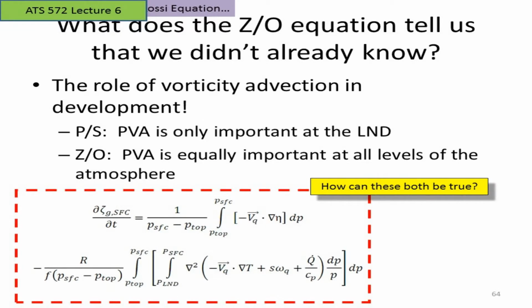Notice that in this equation, on the top line, we've got a negative v dot del eta. That's the advection of vorticity. And we're integrating that from the pressure at the top of the atmosphere to the surface. Every level of the atmosphere, above and below the level of non-divergence, contributes to cyclogenesis at the surface. Now, that is somewhat different than what we're saying with Pedersen-Sutcliffe, but Pedersen-Sutcliffe required a whole bunch of assumptions, like the ability to even find a level of non-divergence and so on. Here, we're just saying add them all up.